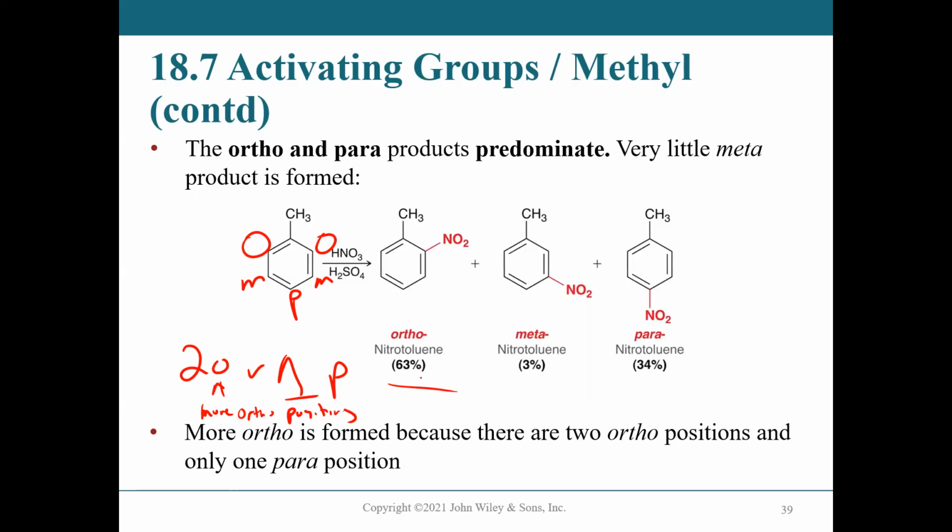That's why we see it's almost a 2-to-1 ratio, right? If we multiply 34 times 2, we get 68. So it's almost 2-to-1.